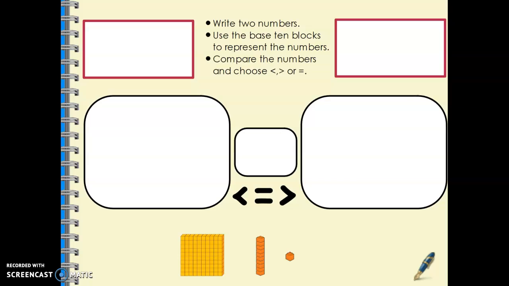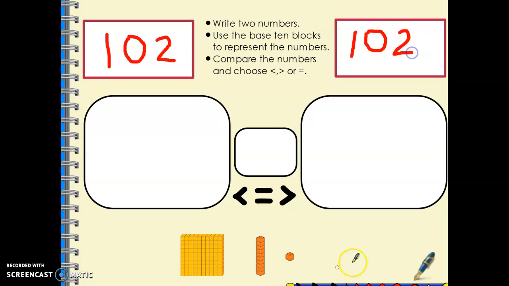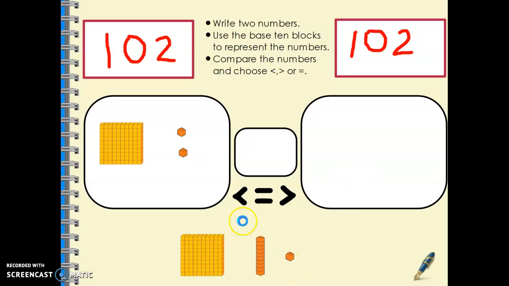Let's look at one more problem. On this side, I have the number 102. On this side, I have the number 102. So, what does that look like? Here's 100, 101, 102. Over here is the same number, 100, 101, 102. Therefore, they're both equal to each other.